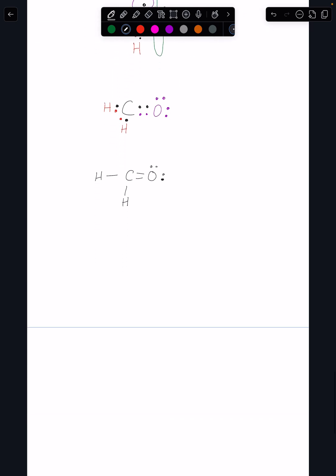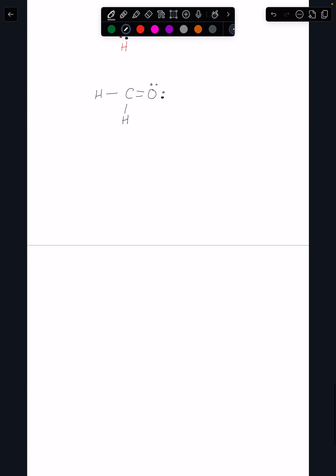So let's look at one more, and we'll do plenty of practice with this when I get back. I might even leave a worksheet for you guys that'll be optional to do. HCN. So we have H with its 1 electron, carbon with its 4 electrons, and then nitrogen with its 5 electrons. 1, 2, 3, 4, 5.